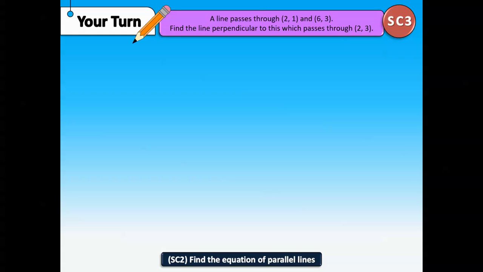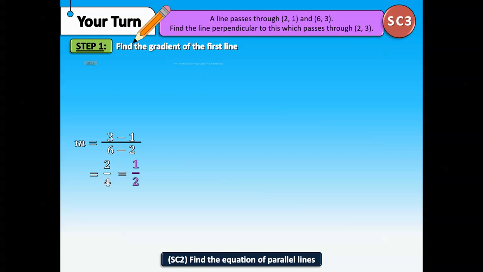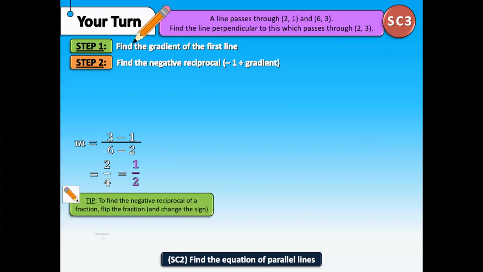So here we want to find the equation of the line that is perpendicular to a line that passes through (2, 1) and (6, 3), and that passes through (2, 3). So we find the gradient of the first line first. So we do the difference in y's over the difference in x's. So that's 2/4, which is a half. We need to find the negative reciprocal of this. So that would be minus 2/1, which is just minus 2.